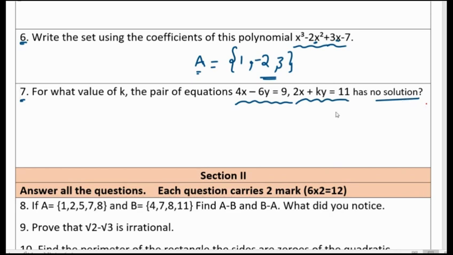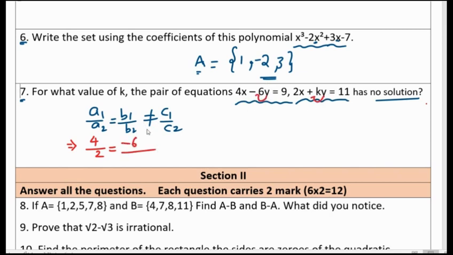If two lines have no solution, we know the lines are parallel. The parallel line condition is a1 by a2 is equal to b1 by b2 is not equal to c1 by c2, where a1, a2, b1, b2 are coefficients of the first equation and second equation. So we know that a1 is 4 and a2 is 2, b1 is minus 6 and b2 is k.